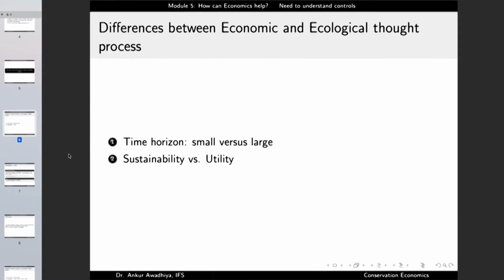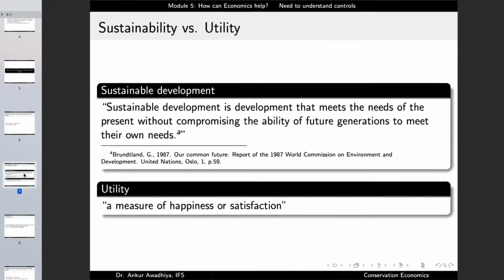Secondly, the differences between sustainability and utility. Now, sustainable development means a development that meets the needs of the present without compromising the ability of the future generations to meet their own needs. So, when we talk about sustainability, we are keeping a long term time horizon. Sustainability says that we need to meet the requirements of this generation while ensuring that the next generations and the generations after that will also be in a position to meet their own requirements. So, we are taking a long time span.